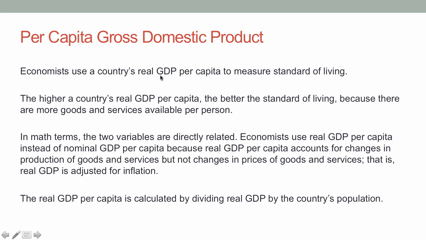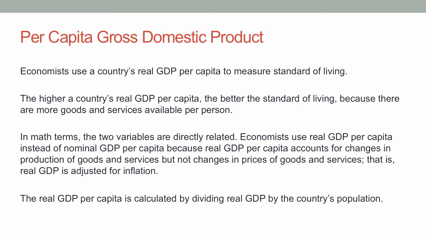Economists use a country's real GDP per capita to measure the standard of living. The higher a country's real GDP per capita, the better the standard of living because there are more goods and services available per person. A high GDP means you have access to a lot of healthcare, you have access to medicine, you have access to lots of supermarkets where you can buy all sorts of healthy food, you have access to exercise places, you can work but also take vacations. These are all things that a country with a high GDP has.